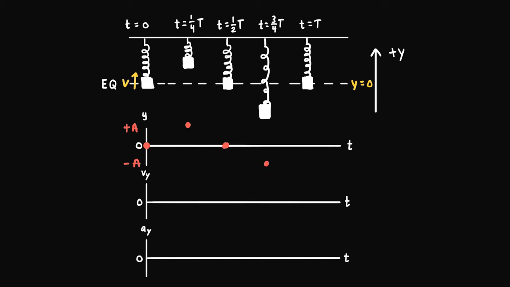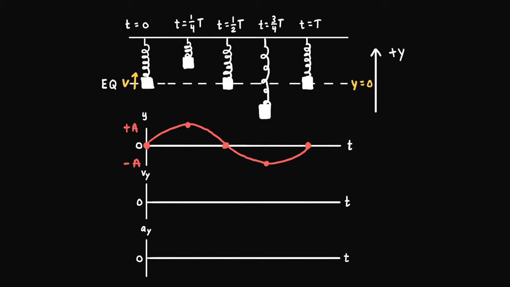And then finally, after the entire period has elapsed, the object returns back to its original position at y equals 0. And so you can see from these dots that the graph looks kind of like a sine curve where it cycles through its positive and negative amplitudes, oscillating between equilibrium, positive A, equilibrium, and negative A.